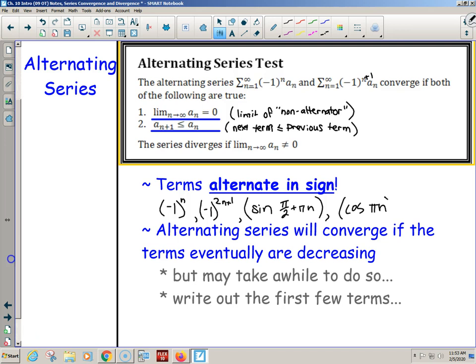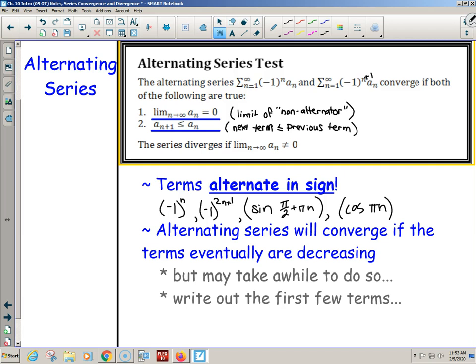Every pi. Cosine of 0 is 1, cosine of pi is -1, cosine of 2 pi is 1, cosine of 3 pi is -1. Good. So I need you guys to realize it's not every time sine or cosine is present. Just because sine is there, just because cosine is there, doesn't mean it alternates back and forth between positive and negative nicely every other term. It would only be sines of certain angles, or cosines of certain angles, making sure that we're only looking at those angles.